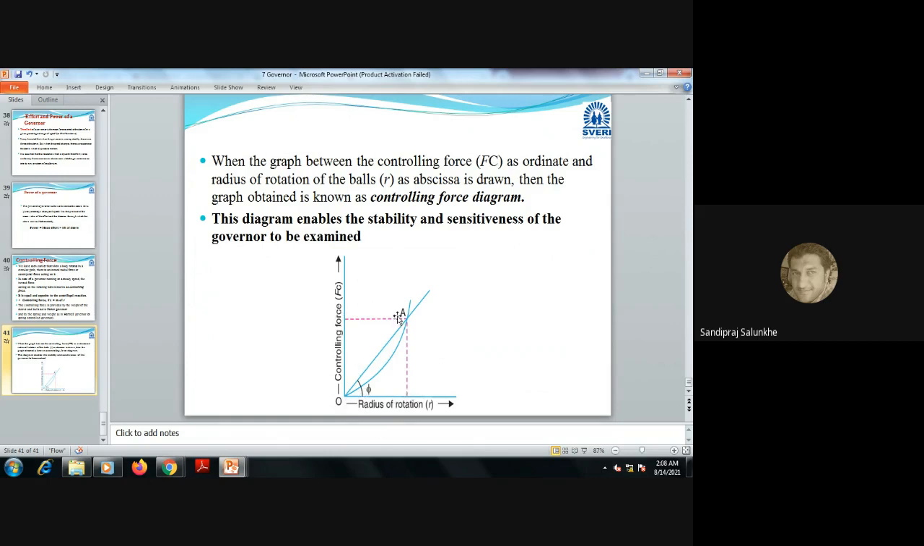The straight line O to A shown here is for the ideal governor, and this curvature is for the Watt as well as the Porter as well as the Hartnell governor.